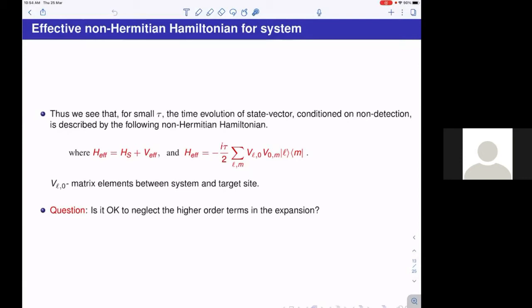But this is the effective Hamiltonian that you get. And so, of course, one question is: is it okay to neglect the higher order terms in the expansion? But supposing we do this, just heuristically, it's now a much easier problem, right? You have some simple effective Hamiltonian rather than these complicated projection operators. And we can ask what we can find from this effective Hamiltonian.